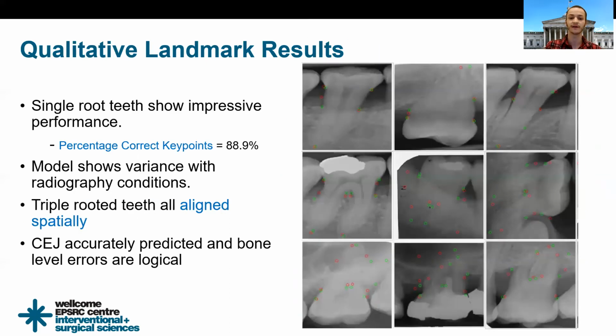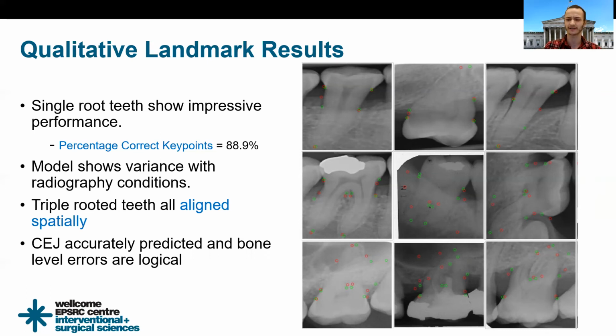Okay, so our qualitative landmark results, you can see here on the first row, single rooted teeth, on the second row, double, and on the third, triple. You can see that for the single rooted teeth, we have very impressive results. Within 25 pixels are 88.9% of our predictions of the base landmark labels, which is very impressive.